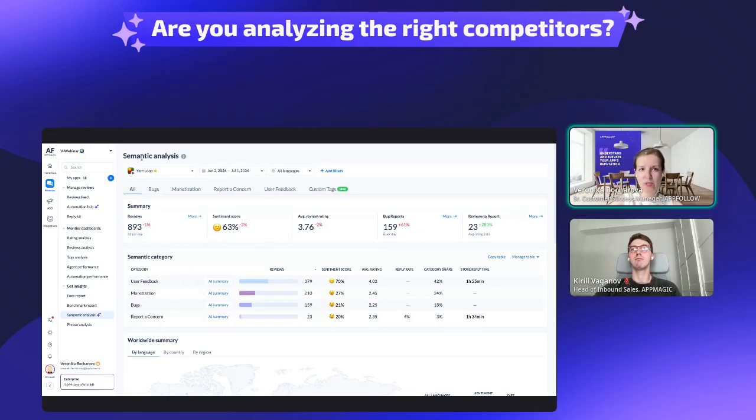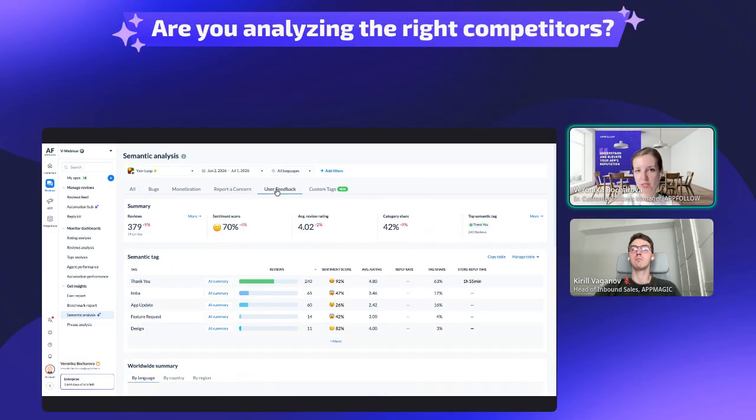And when we move to the semantic analysis, what is happening is that all the feedback that was received in a given time frame is processed. It's categorized into 4 buckets: bugs, monetization, reported concerns, so offensive or spam reviews, and user feedback. And we see that user feedback is the most popular one.